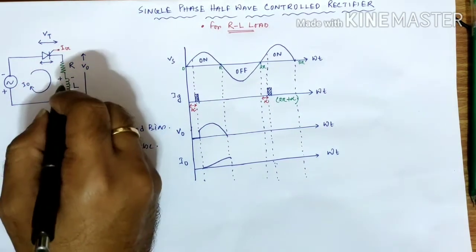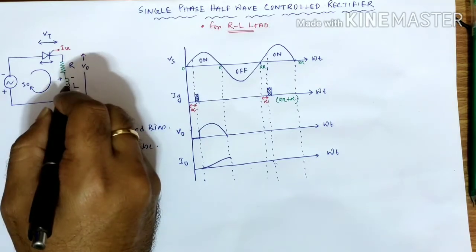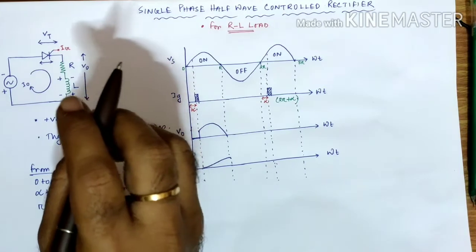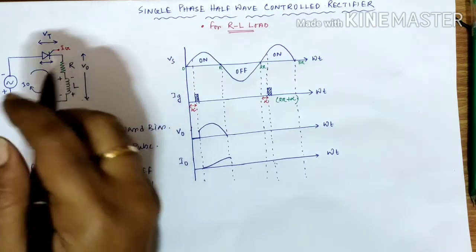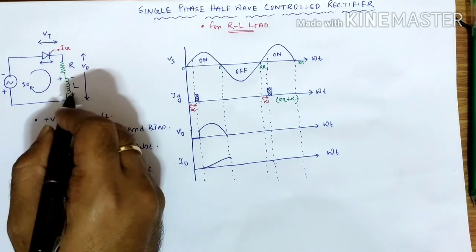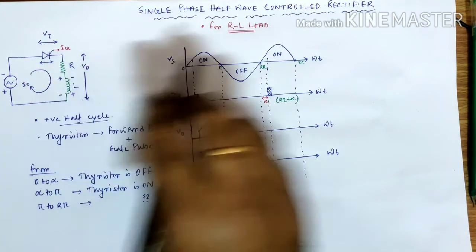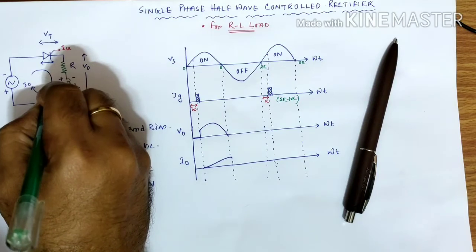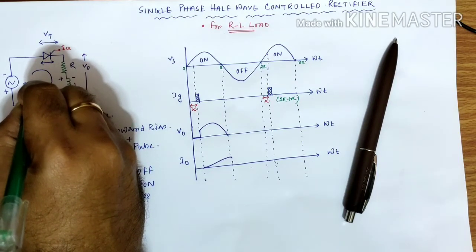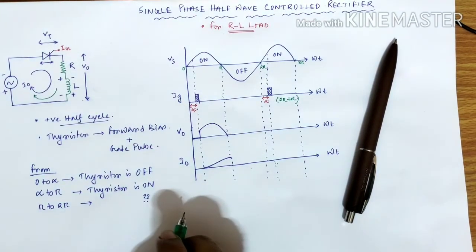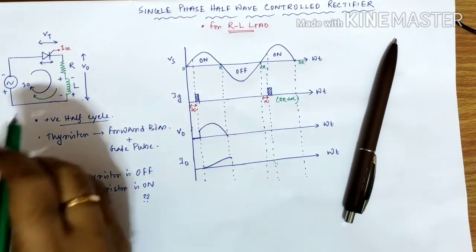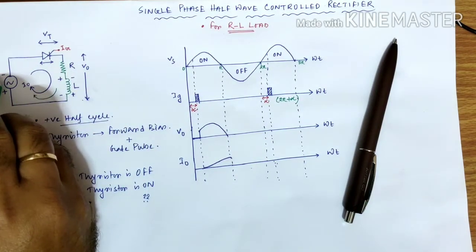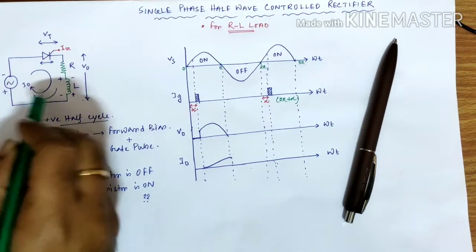That means this inductor right now behaves as an energy source, meaning it has a polarity in this way. This is plus, this is minus. That means it will try to deliver current once again in the clockwise direction. Now you might be thinking that this is minus, this is plus, this is also plus, this is also minus. So what is the relation between them?